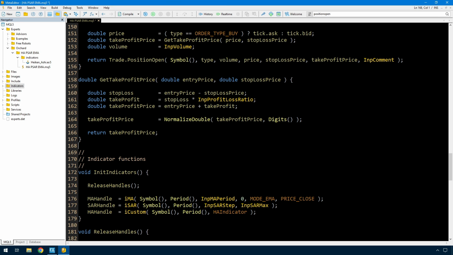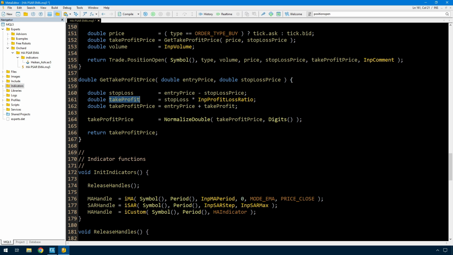And get take profit price, I got the entry price and the stop loss price. So the stop loss, and this is the stop loss delta, is the entry price minus stop loss price. Now this is the same regardless of whether it's a buy or a sell. If it's a buy, then entry price minus stop loss price is going to be a positive number. But if it's a sell, then the entry price minus stop loss price is going to be a negative number. And because I get that difference, everything just works after that without knowing the type of the trade.